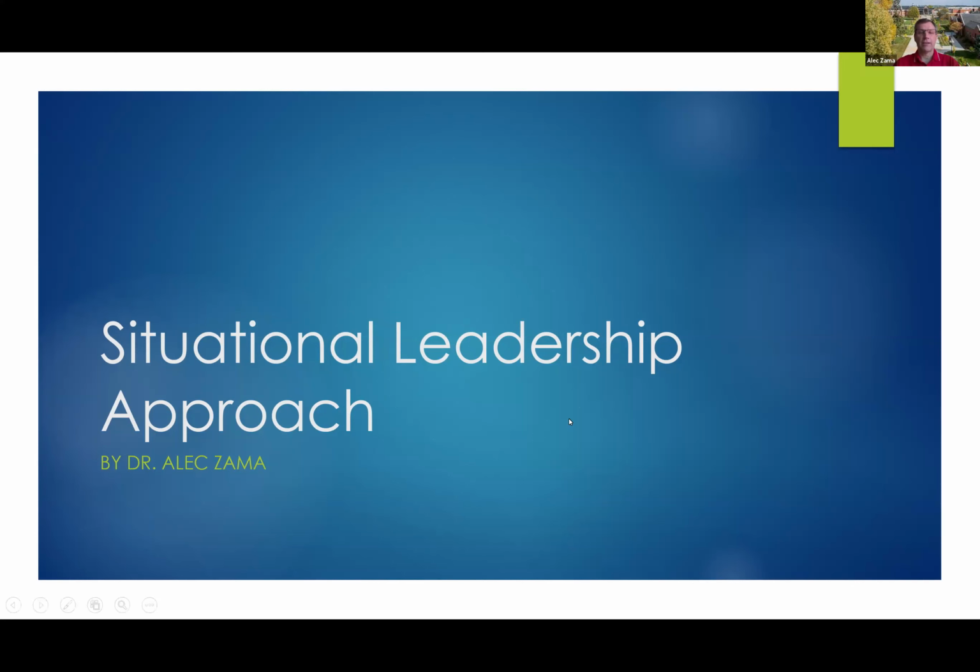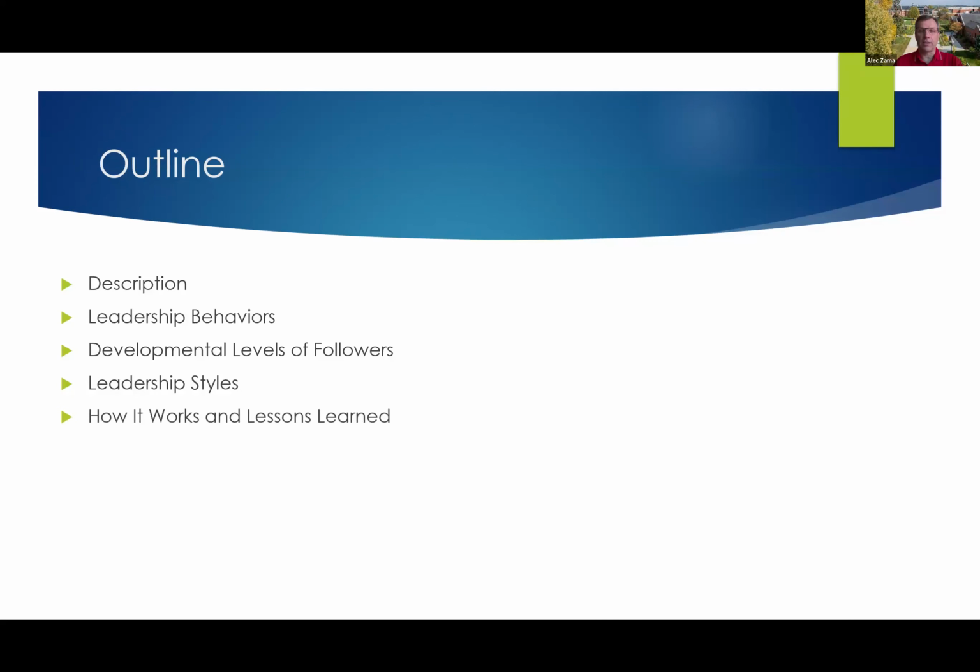I have an outline here. We're going to provide you with a description of this approach. We're going to look at the different leadership behaviors. Then we're going to look at the developmental levels of followers. Then we're going to look at 4 distinct leadership styles, and then we're going to look at some lessons learned.